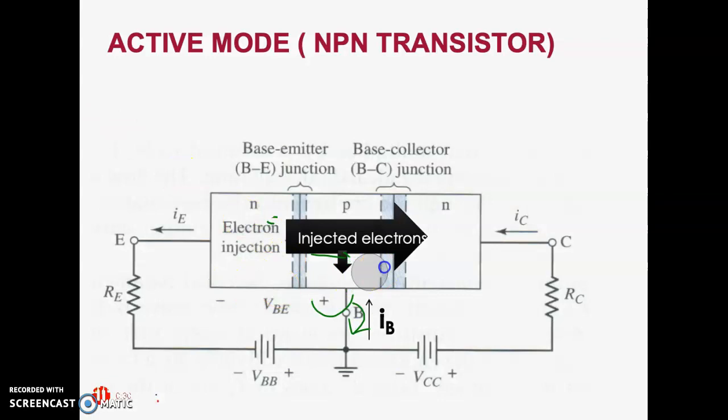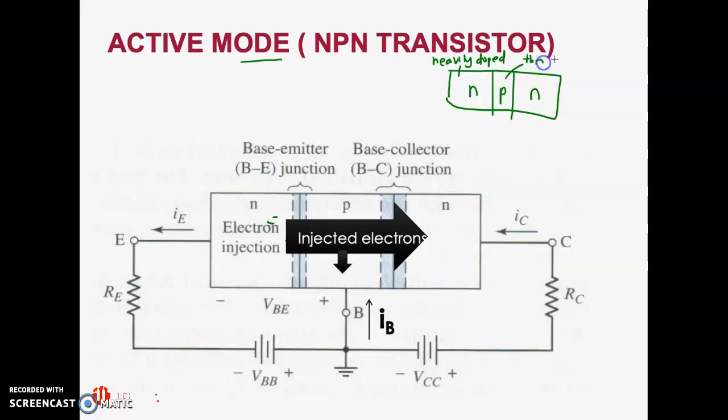Now we would like to take a look at what will happen to your electron and current flow during active mode. At active mode, here we have N, P and N. The N is quite heavily doped. What does heavily doped mean? It means there is a lot of carrier inside your N, which is the electron. P is very thin and lightly doped, and the other N will be moderately doped.